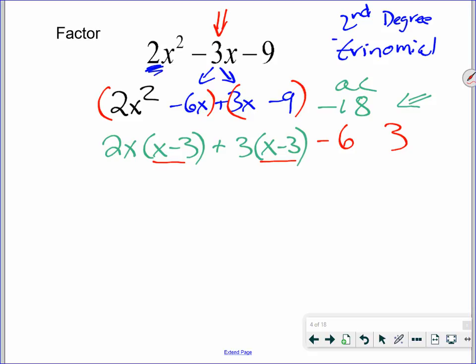Sorry for that interruption. So we will have 2x plus 3 times x minus 3.